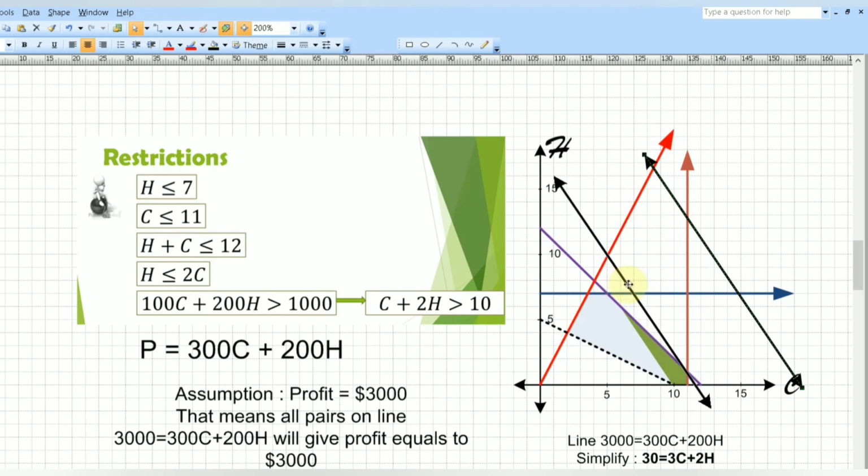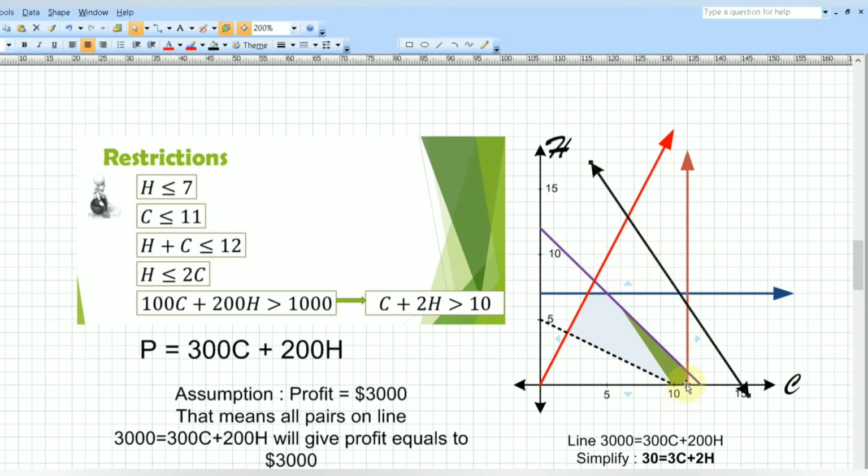Why do I slide it to the right? Since we are aiming to find the largest possible value. So it seems like it's 11 comma 1, 11 camels and 1 hippo. It seems like that based on the graph, but let's continue to search for it by calculation later.